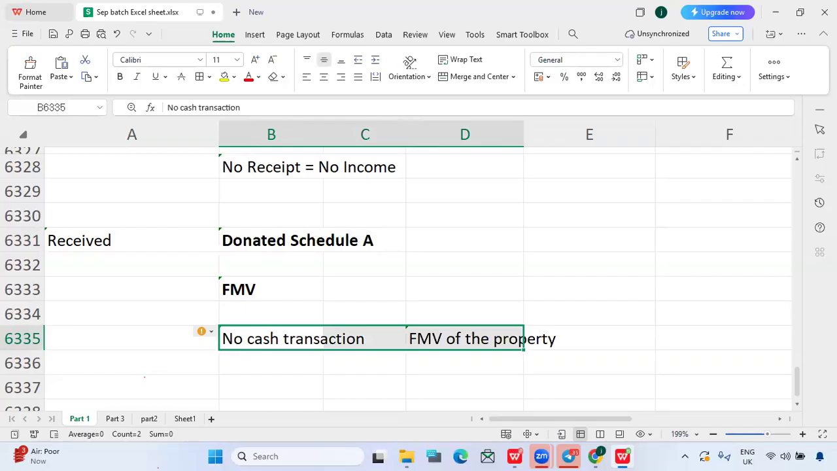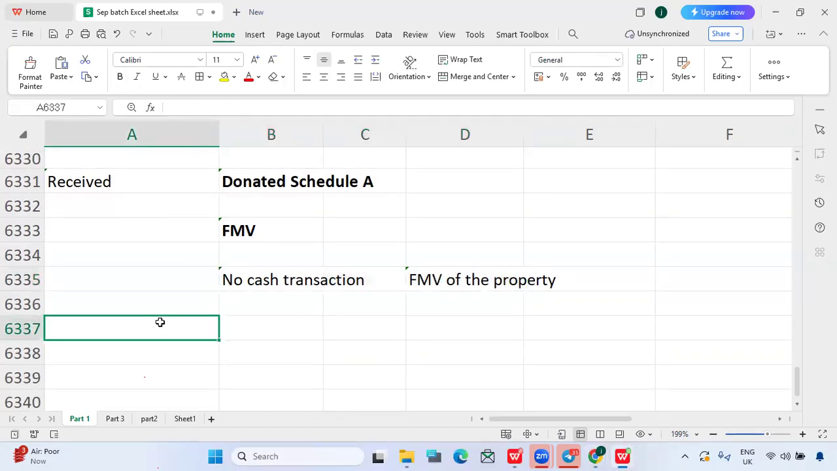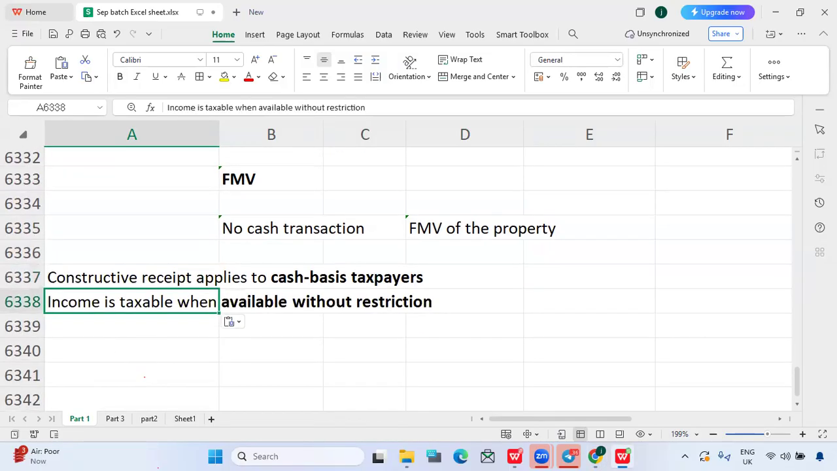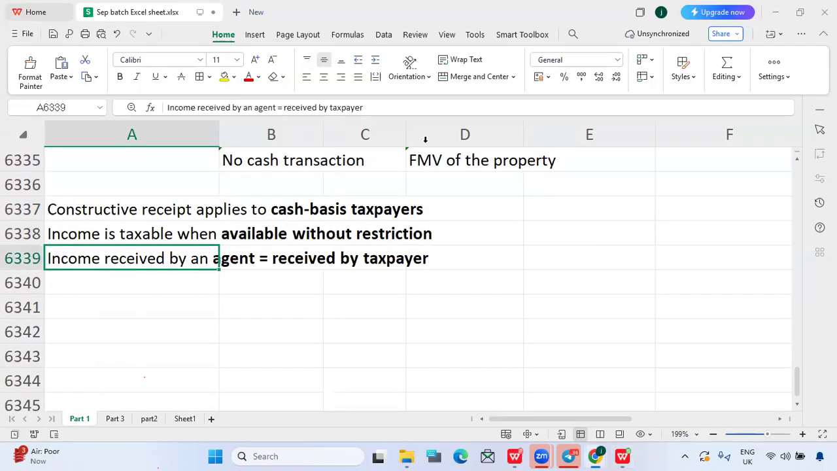Okay, this is clear. Now, what we understood: constructive receipt applies to what type of taxpayer? Cash or accrual? Cash basis. And income is taxable when there are no restrictions. Without any restrictions. And also, income received by an agent is equal to income received by the taxpayer. And also substantial restrictions.